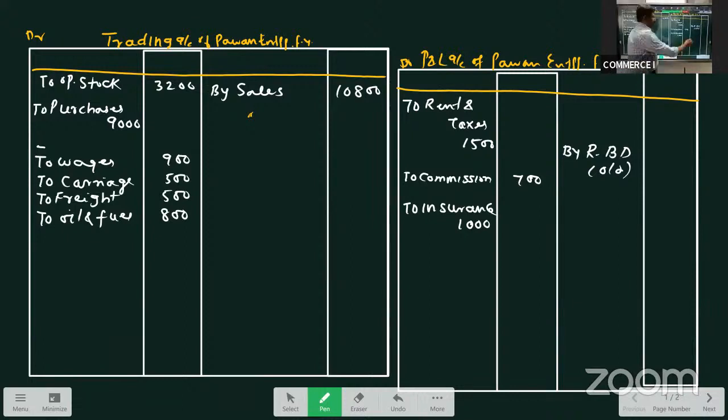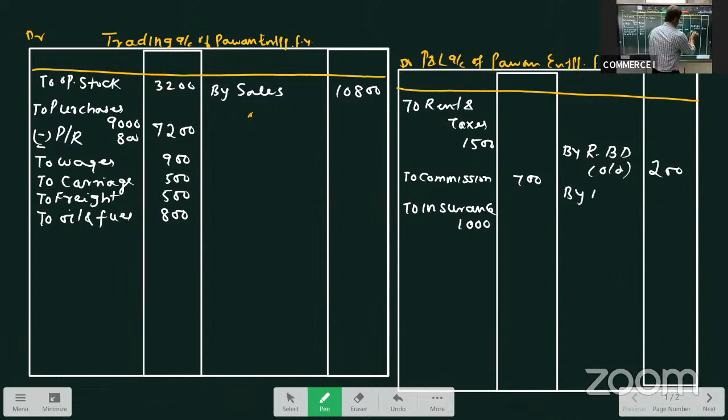Then purchase returns. Purchase returns, we deduct from purchases, 800. So what is the net figure? 7,200.